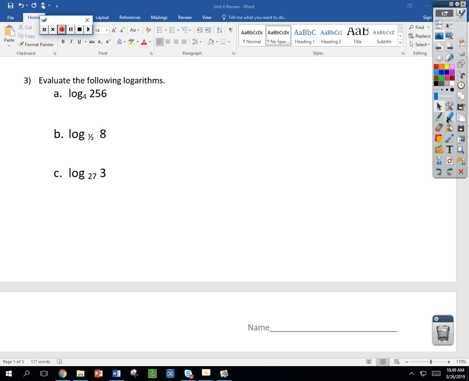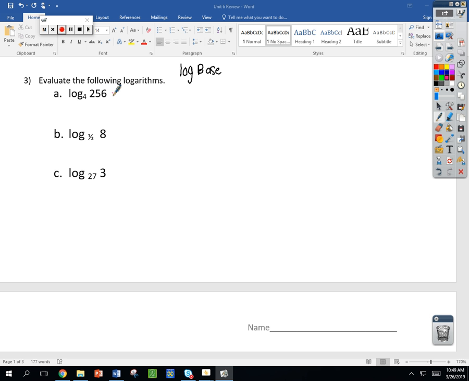Okay, so we're going to go over Unit 6 review part 3. Unit 6 review for number 3 is the evaluating, and you're going to try to do this without a calculator, although if you need to, you can just go find the log base button in your calculator and type it in. But I want you to be able to do this by hand, and if you're going back to do test corrections, you have to show me your work.